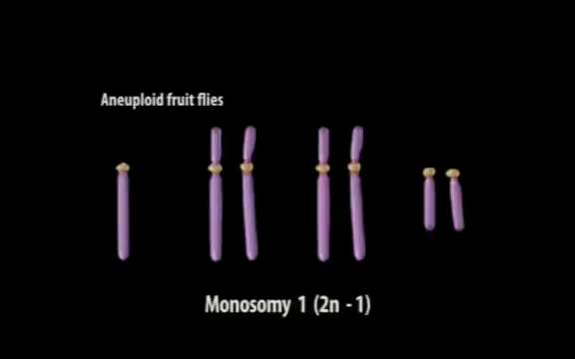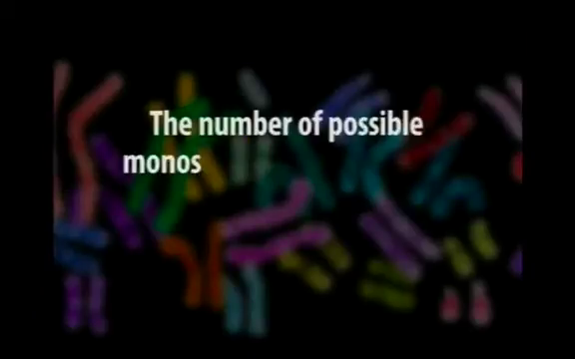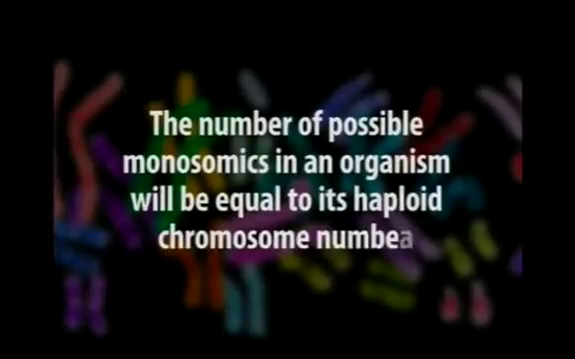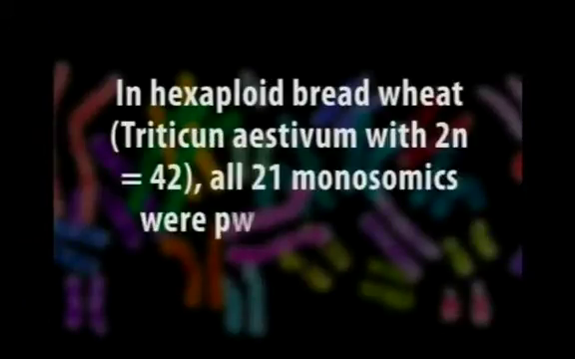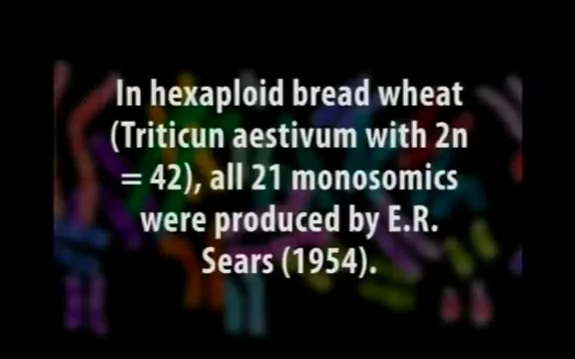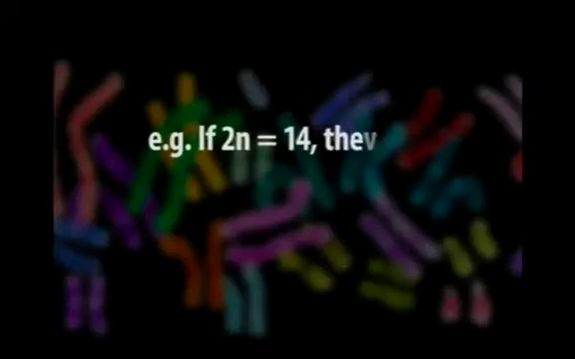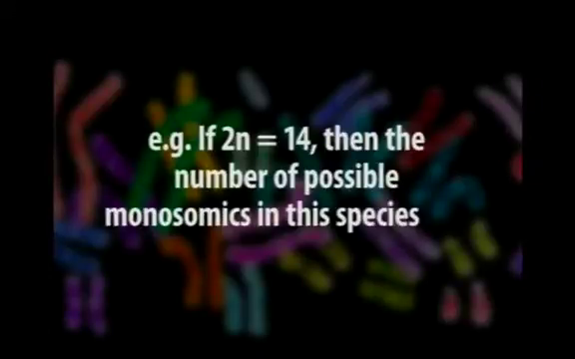Therefore, the number of monosomics we can get from a species is equal to the number of pairs of chromosomes in that species; in simple terms, the number of possible monosomics is equal to the haploid number, or half of the somatic chromosome number, of a species. Say, for example, in hexaploid wheat where 2n is equal to 42, the number of possible monosomics can be 21, whereas in another species, for example, where 2n is equal to 14, the number of possible monosomics could be 7.